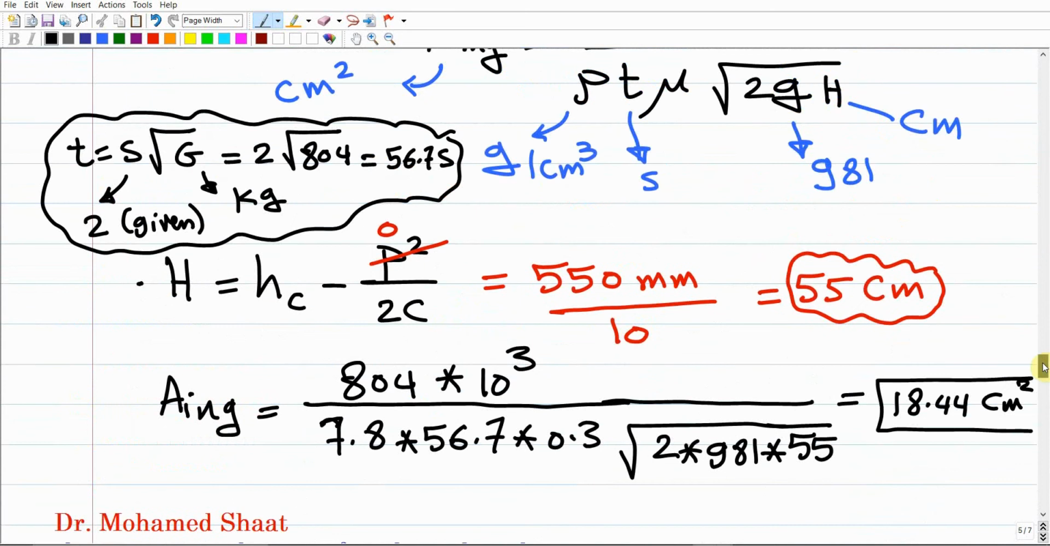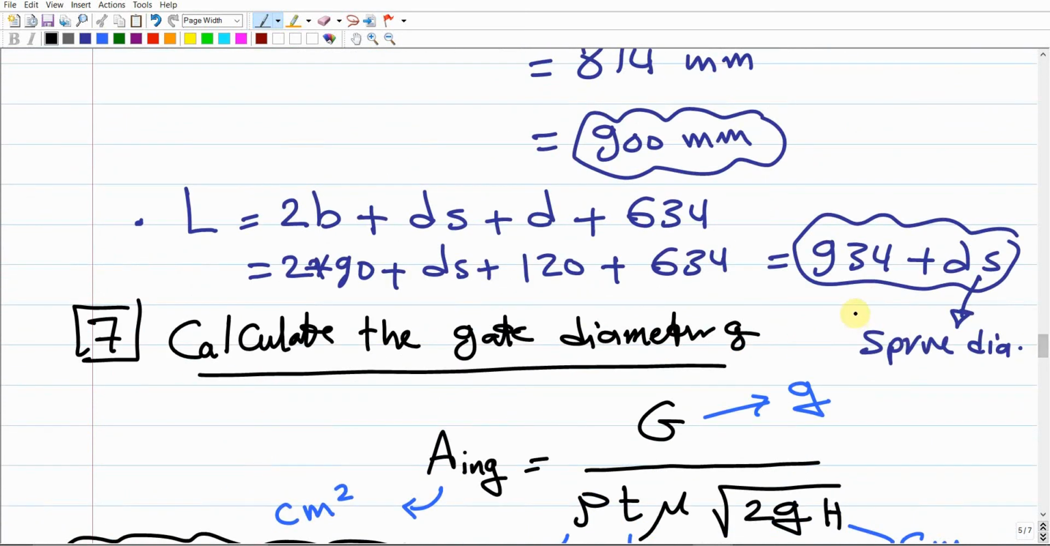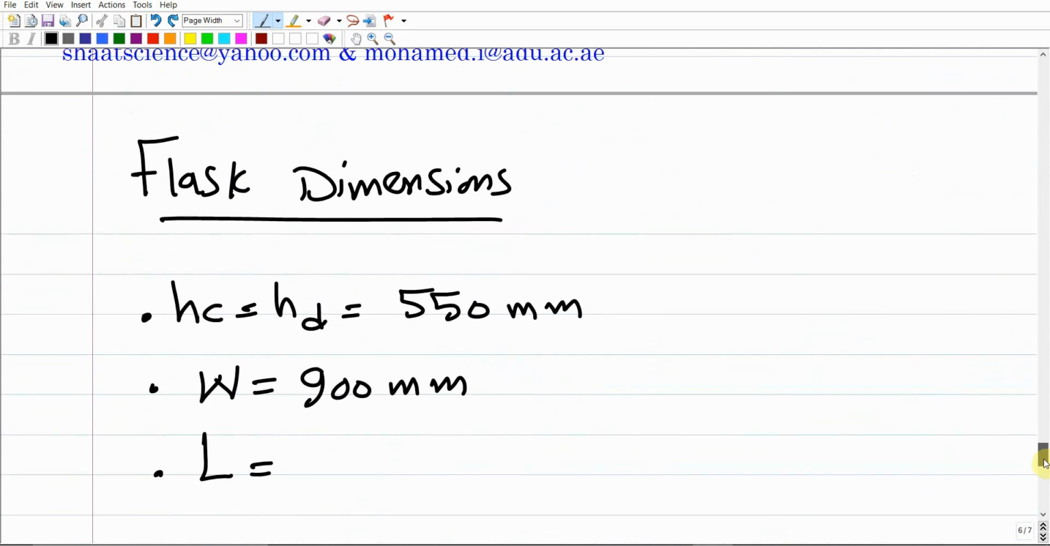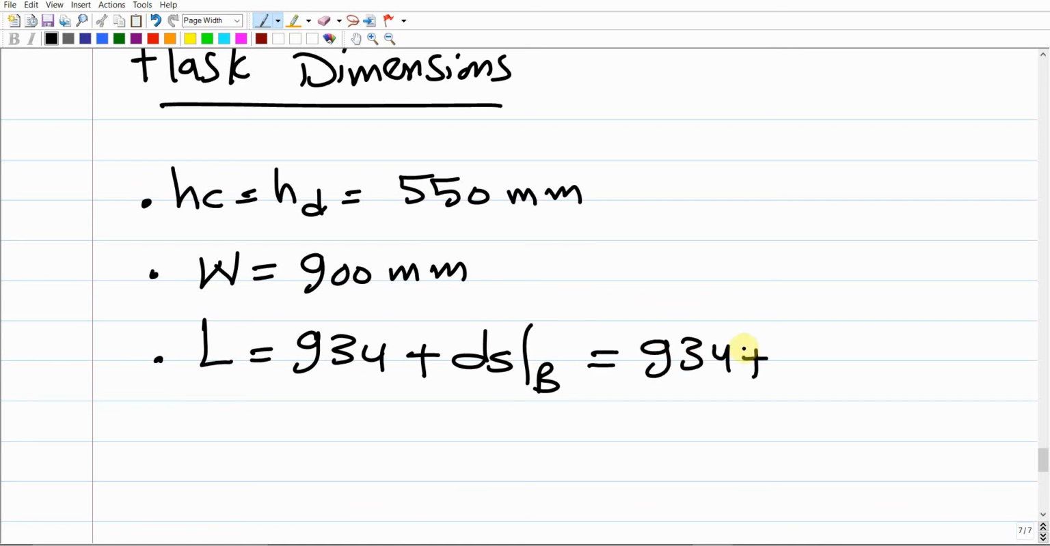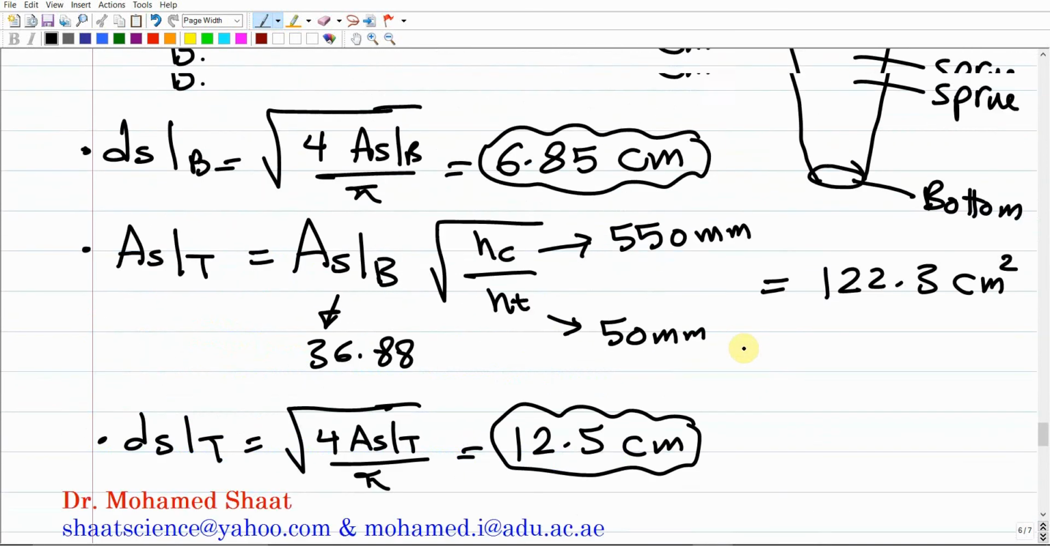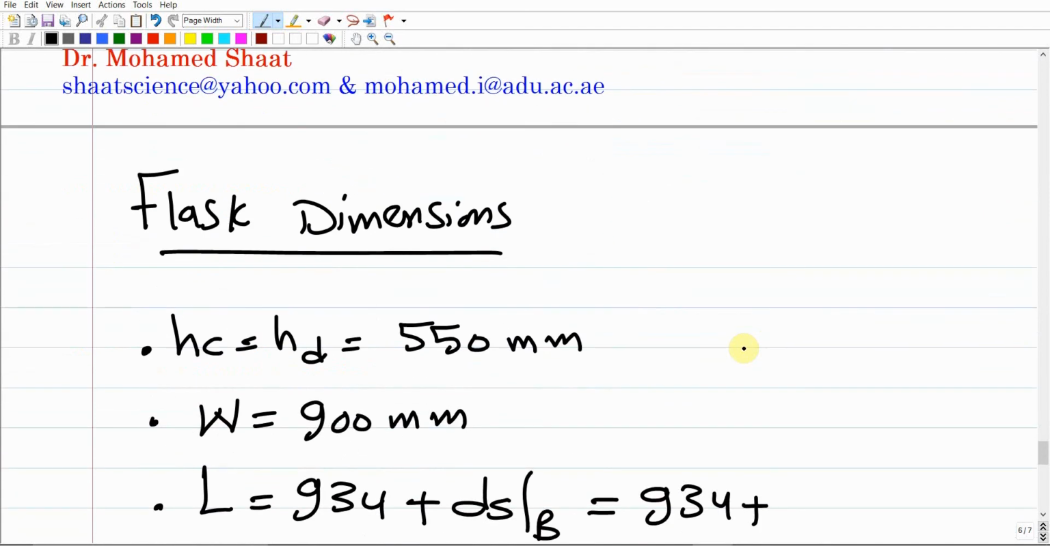We got it here in terms of the diameter. It was 934 plus the DS. Which DS? This should be the bottom diameter, not the top diameter, because this length depends on the bottom diameter. So we are going to add the bottom diameter that we calculated. It should be 934 plus the DS bottom, the bottom one. So it's 934 plus the bottom diameter that we got, 6.85.